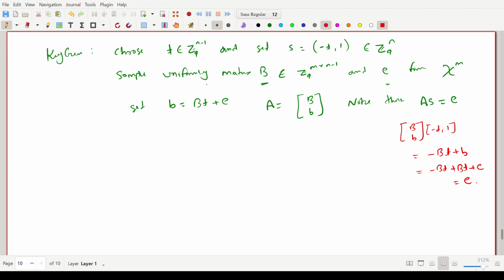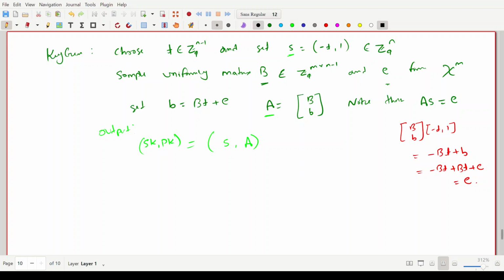Now the output. What is the output I am having? That is our secret key and public key. What is my secret key? What is my public key? Your secret key is small s and your public key is the matrix A. This is your public key, and the small s, whatever it was, minus t comma 1, that is your secret key. Okay, the first part is done.